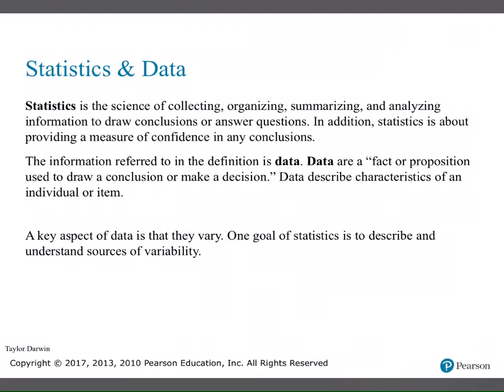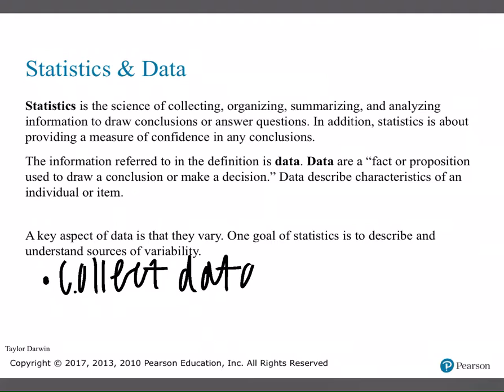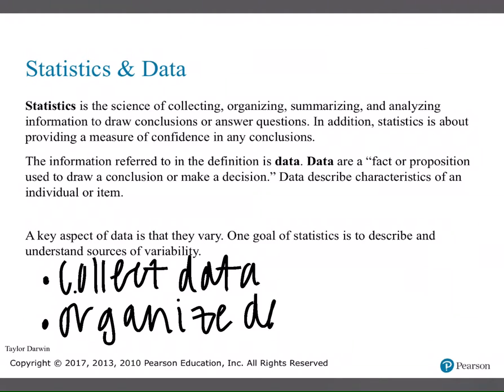So the information referred to in the definition is data. Data are a fact or proposition used to draw a conclusion or make a decision, and we describe that as a characteristic of an individual or item. And so that's actually the things we collect. A lot of what we're going to do in this class is learn how to collect data, and then once we collect data, we're going to learn how to organize the data. And so that's a lot of what we're going to be doing in Chapter 1.